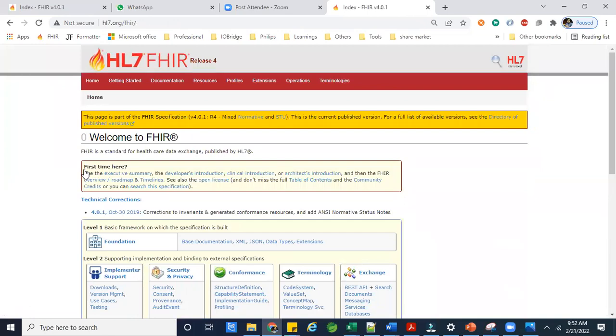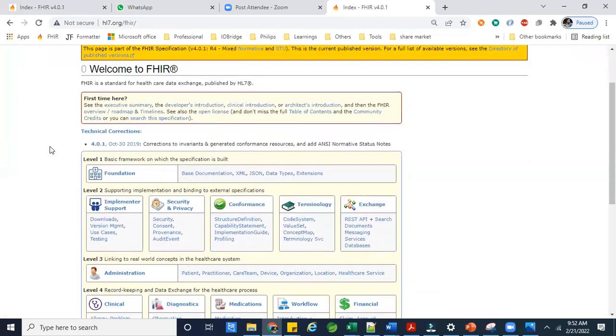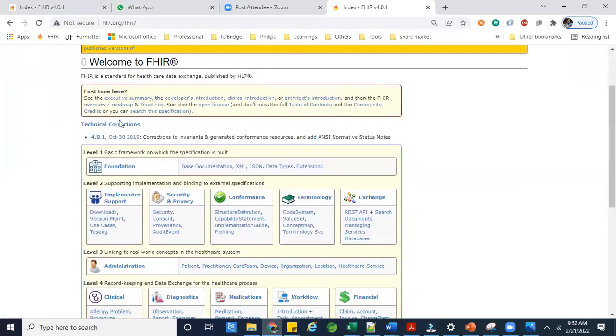This is what the home page of R4 looks like. It says release R4 here. This is where you can get to know which version you're working with. Then there are different kinds of introductions based on which user has ended up on this page. For example, if a developer wants a quick introduction about FHIR, then from a development perspective, if you click on that, you will be able to go through FHIR from your mindset.